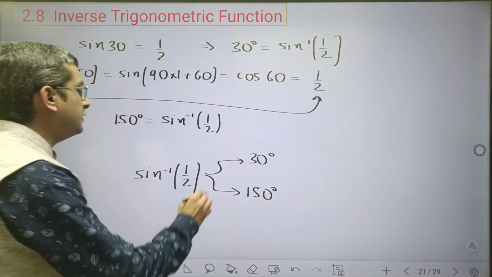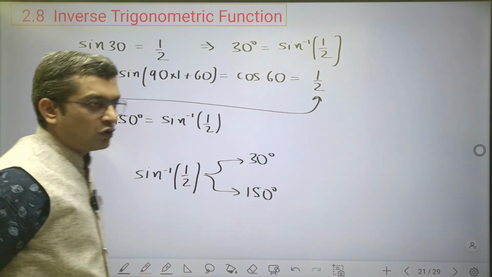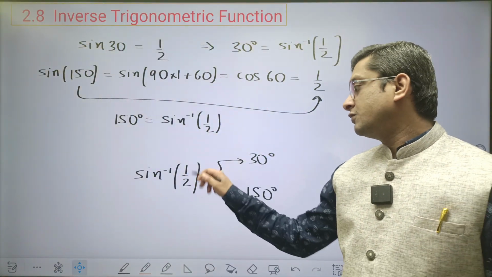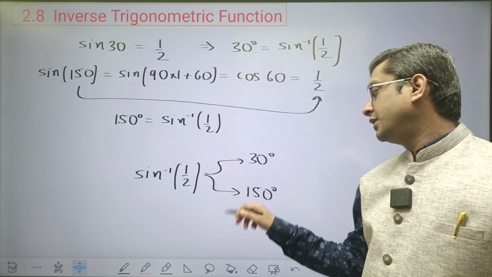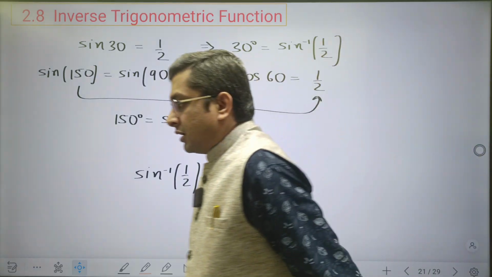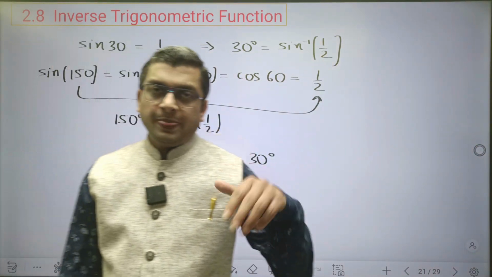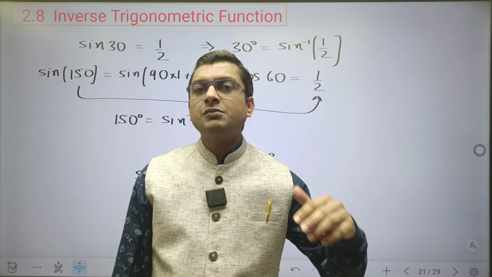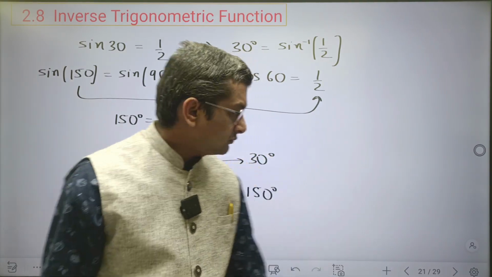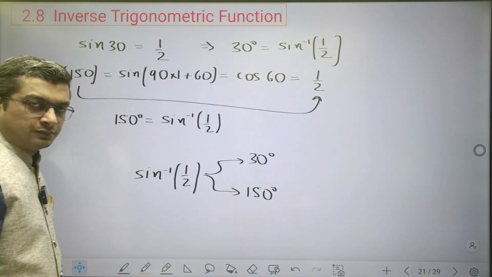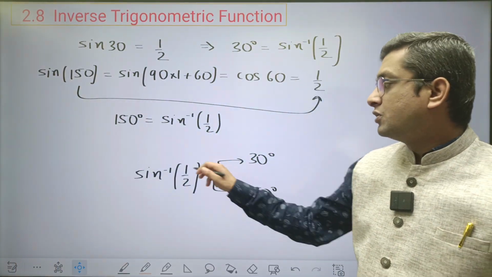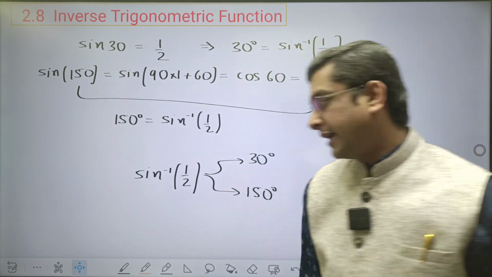So this is known as an inverse trigonometric function, that is sine inverse. It is read as sine inverse 1 by 2 is equal to 30 degree, sine inverse 1 by 2 is equal to 150 degree. So between 0 degree and 360 degree, there are maximum two values of the angle which correspond to the same value. There are maximum two angles that correspond to the same value. We have to find that angle.